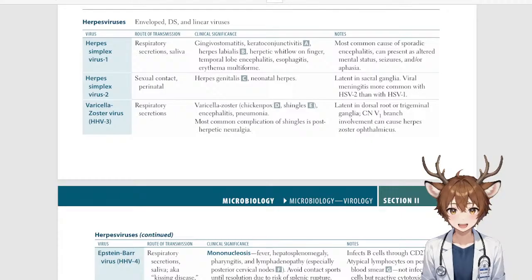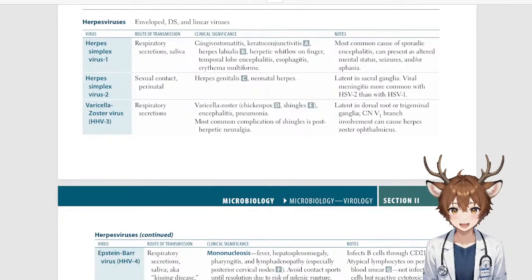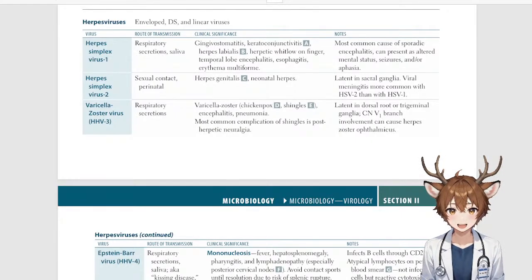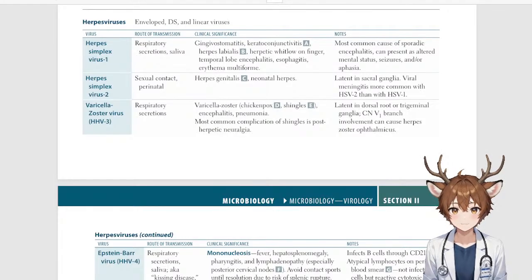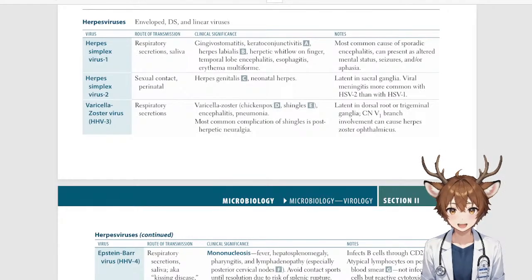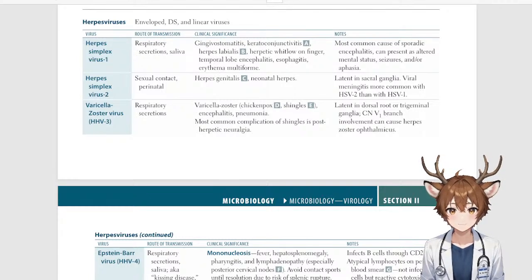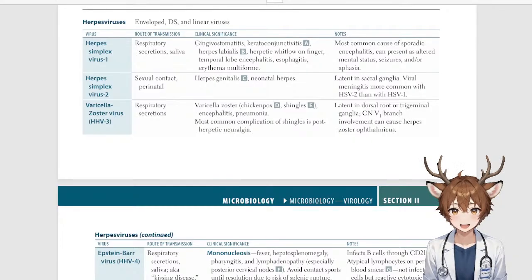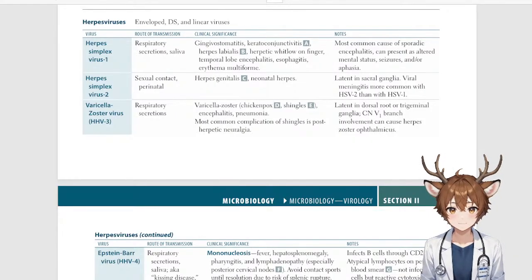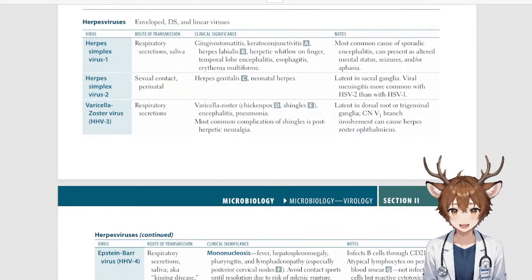Okay, herpes viruses. Herpes viruses are enveloped, double-stranded, linear viruses. Recent data suggests both HSV1 and HSV2 can affect both genital and extragenital areas. So here's the thing, I want to go into that a little bit for you right now. This might be a crash out, this might be a tirade, I'm not quite sure. HSV1 classically is the oral herpes. HSV2 is classically the genital herpes. Here's the thing.